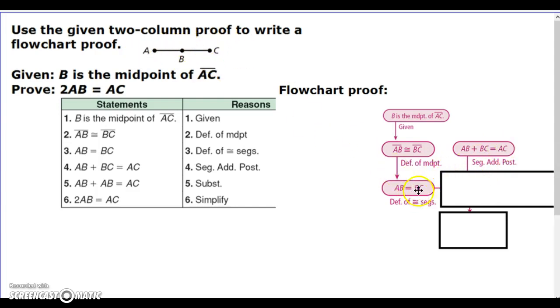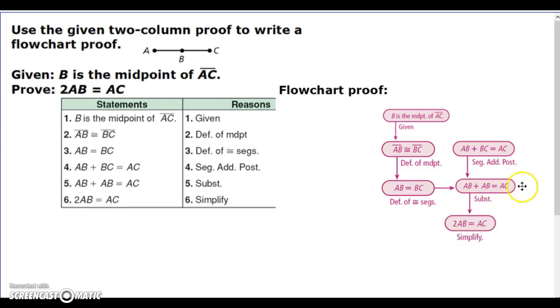And so now what can we say from these two boxes? If AB equals BC and AB plus BC equals AC, how can we combine these two? And you see we are saying that AB plus AB, rather than using BC, we're going to say it equals AB, so AB plus AB equals AC. That takes us to our final statement, which is what we set out to prove. Two ABs equal AC. And we see that here, don't we? And we see that just by simplifying that statement.